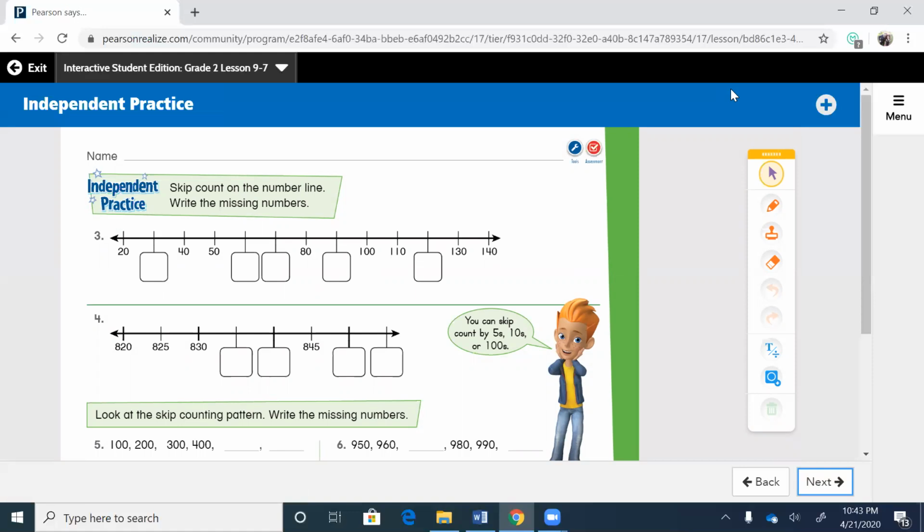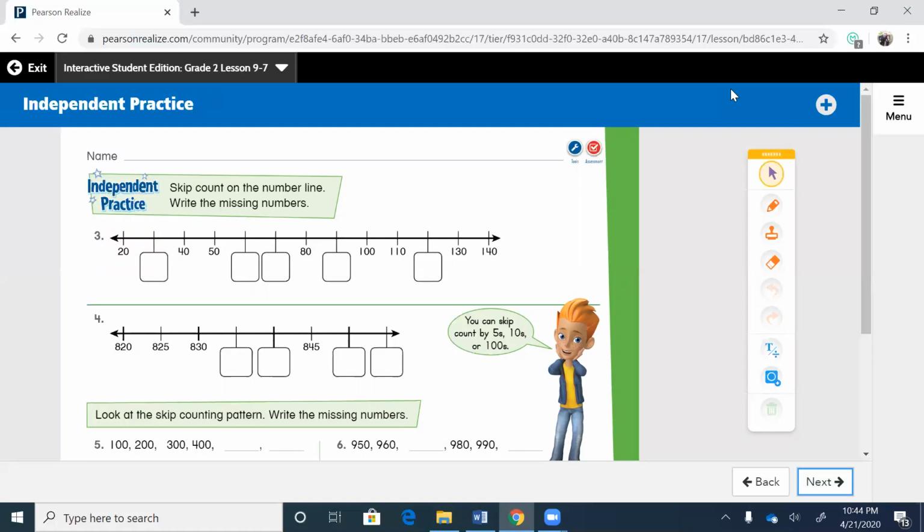Okay, I figured it out. It's going by tens. When you count by tens, there's a 0 at the end. Well, that's only when... you can still count by tens and not have a 0 at the end. If you went like 51, 61, 71, you can count by tens from any number. But for this particular lesson, when you count by tens, there's a 0 at the end.